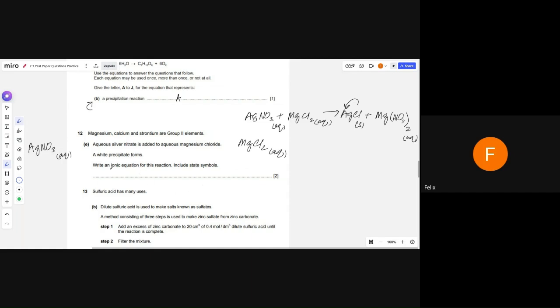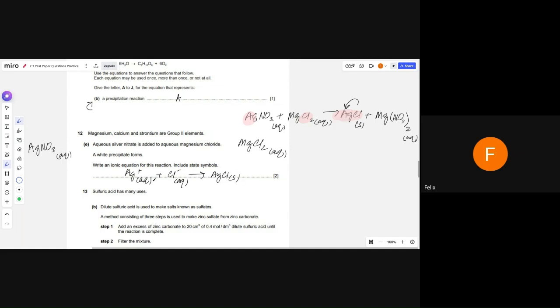Okay, so now write an ionic equation for this reaction. The ionic equation will consist only of the part where a solid is created and the ions that are involved to make that solid. So you'll start with Ag+ aqueous plus Cl- aqueous, and we get AgCl solid, right?